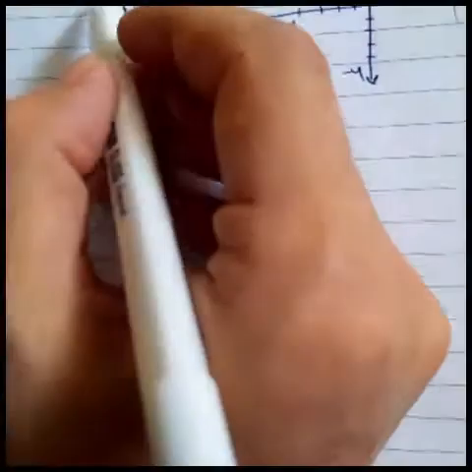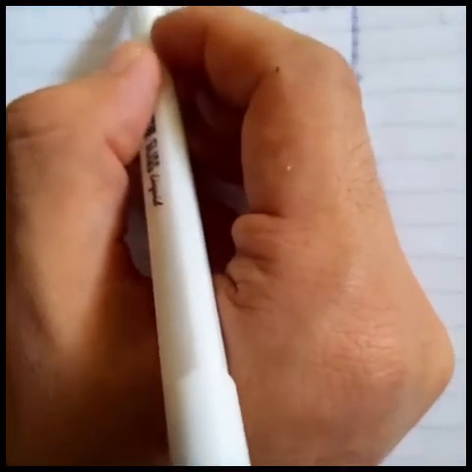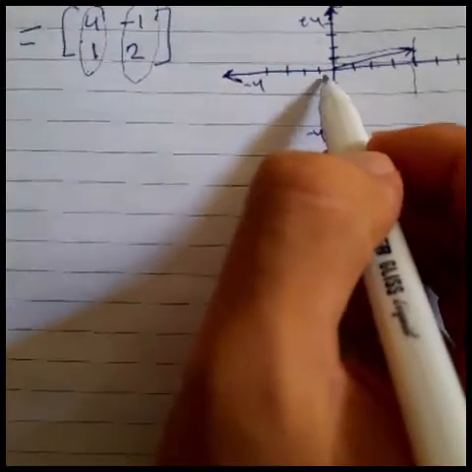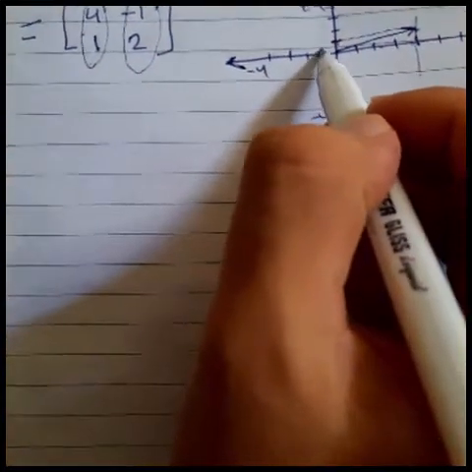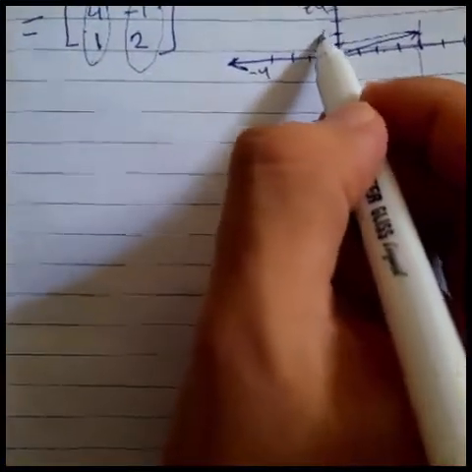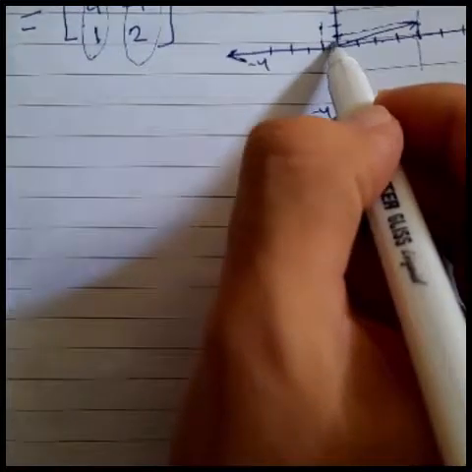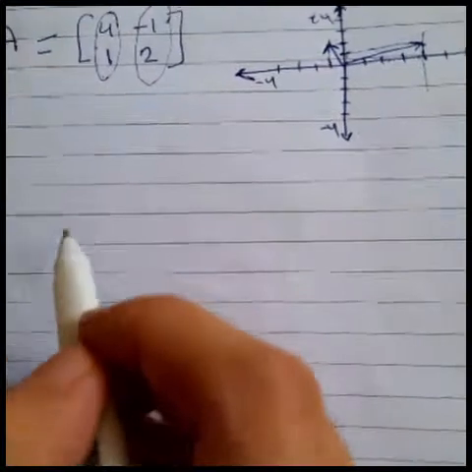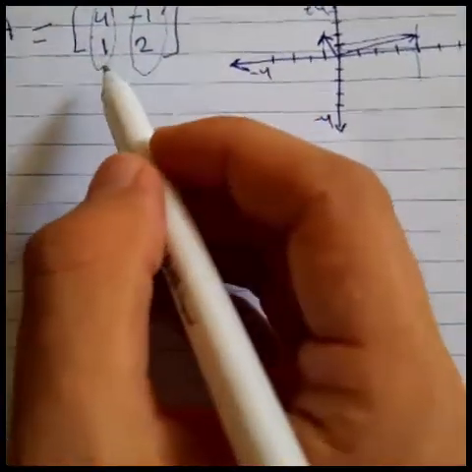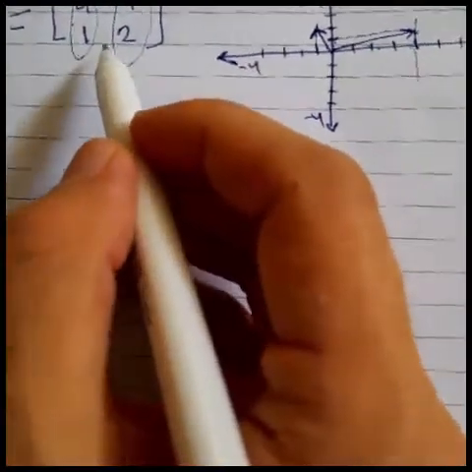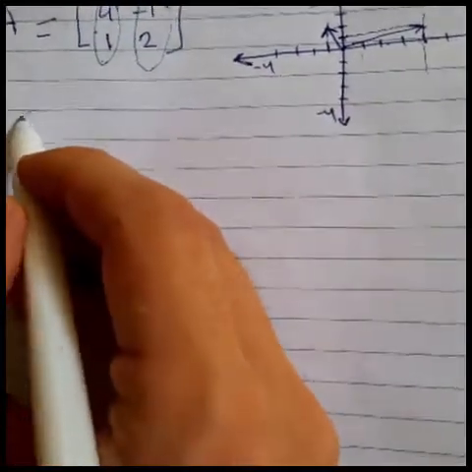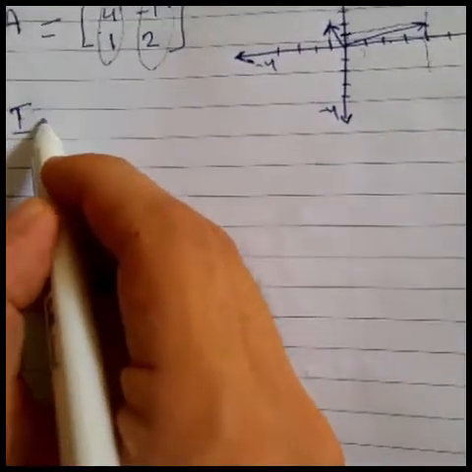This is the vector, and the second vector will be x negative 1, y 2. X is negative 1 and y is equal to 2. The vector will look something like this. Now we drew our vector, our matrix. This is the graph.